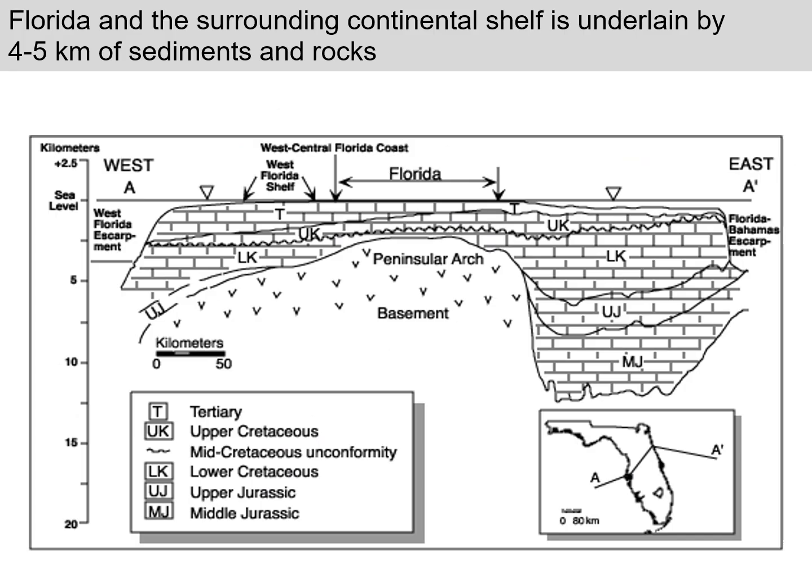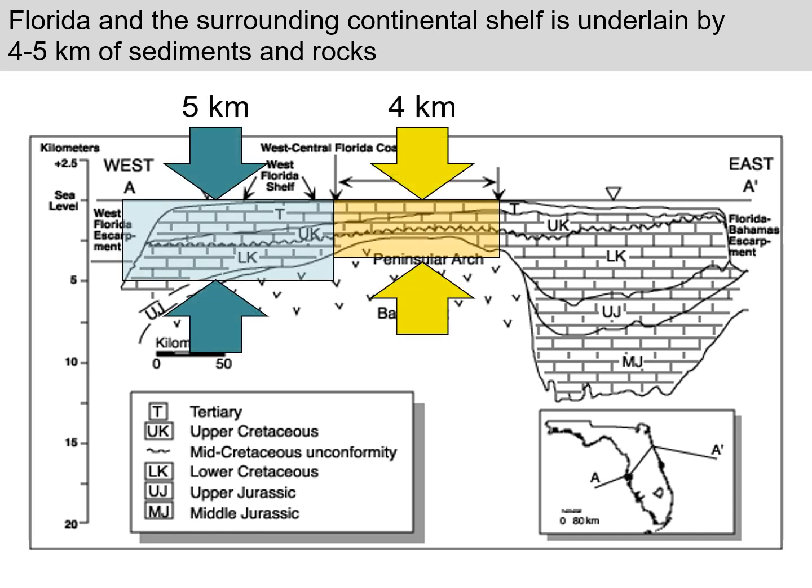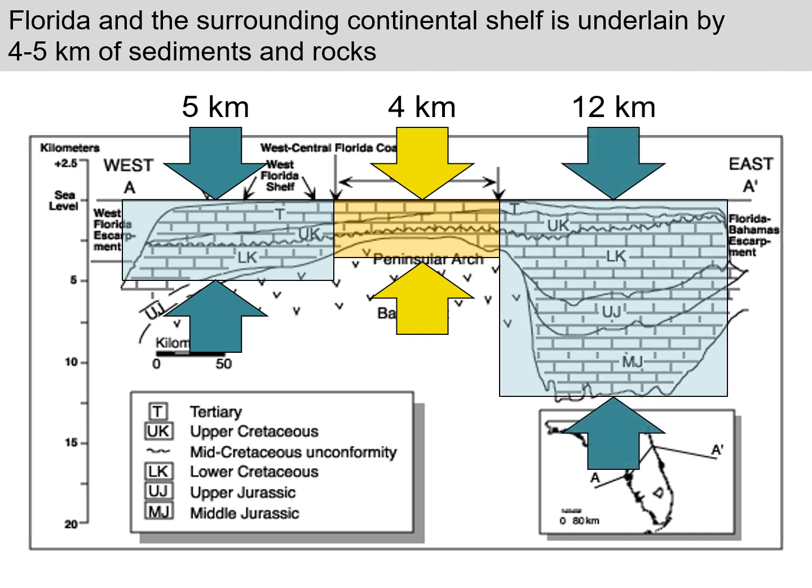This simpler cross-section goes across the middle of the state. It goes right through Tampa and shows all the rocks down to about 15 kilometers. Over the continental peninsula of Florida, the Peninsular Arch, there are about 4 to 5 kilometers of sedimentary rocks on top of igneous and metamorphic basement rock. East of the continental peninsula, a much greater thickness of sedimentary rocks has accumulated in the Atlantic Ocean. But still, think about it.